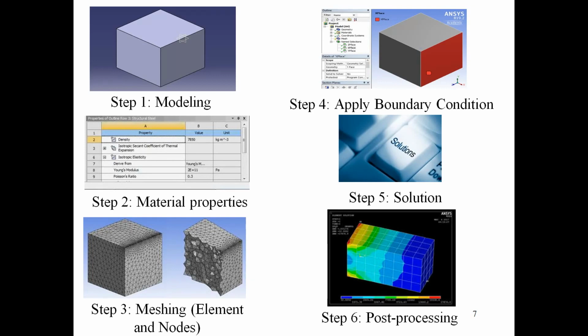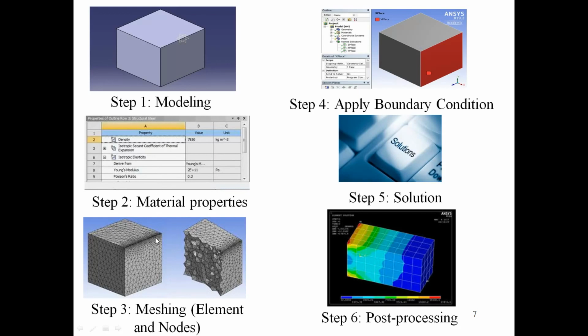We give some simple example. First, we give the example of a cube only. So first you have to model that cube in FEA with some dimensions. The second step is to give the material properties. Material properties involve density, Poisson's ratio, Young's modulus and some others.